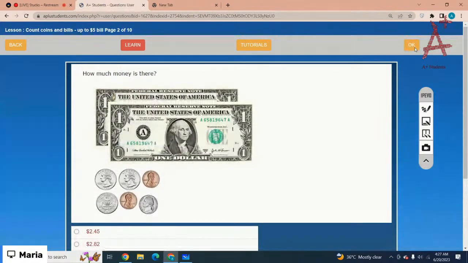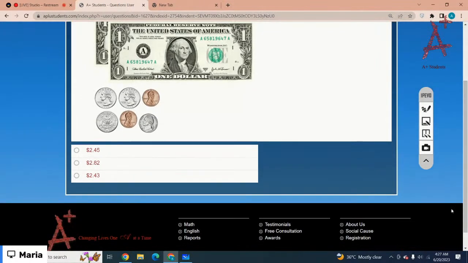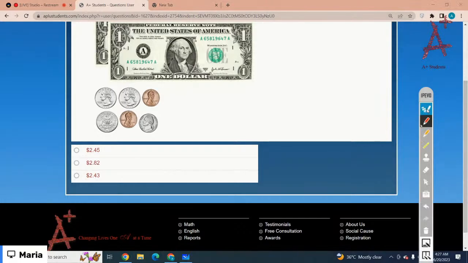Okay, the next one is how much money is this? You have to count the money. You have two bills that would be for $2. I think that's the same we did on the tutorial. Yes, that's the same. Okay, you have then two dimes. You can count the dimes by 10.